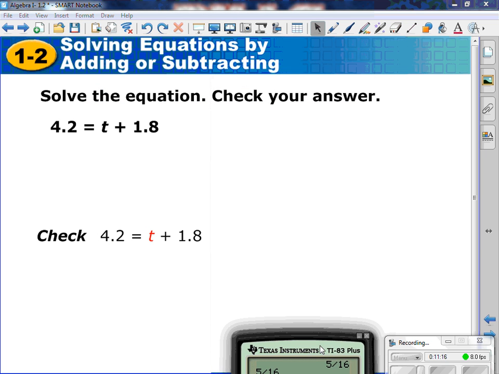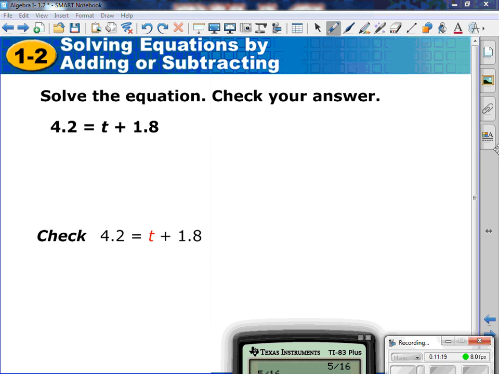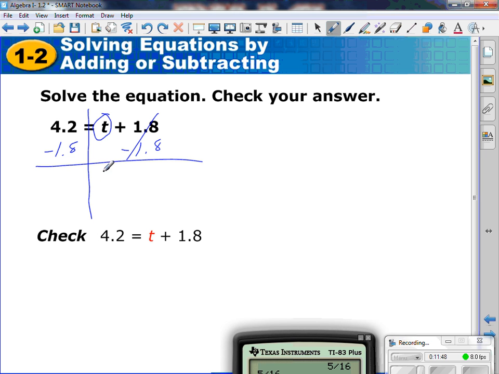Let's try this one. Draw my wall. What side is my variable on? It's on the right-hand side. What else is over there with it? Plus 1.8. Now, how do I get rid of a positive 1.8 or a plus 1.8? I subtract or make it a negative. They're the same thing. That's what makes this problem different from the last one. Negative 1.8. Gone. T equals. Okay, I have my decimals.